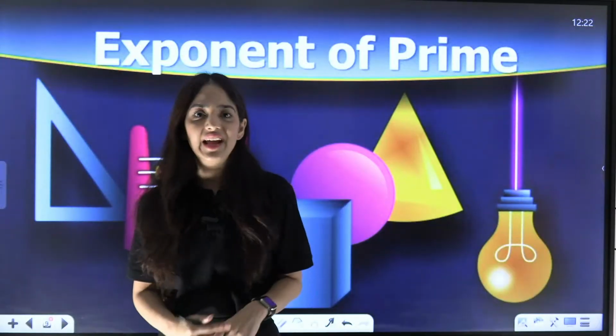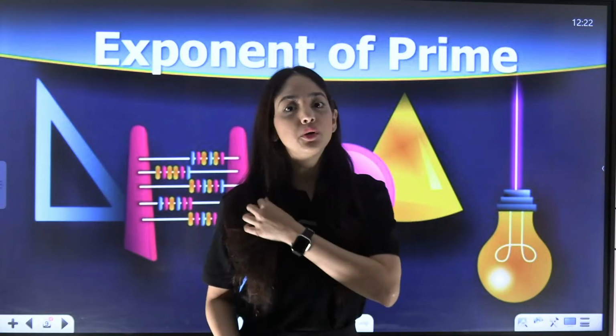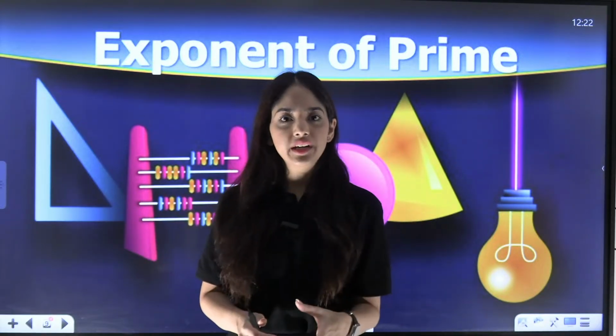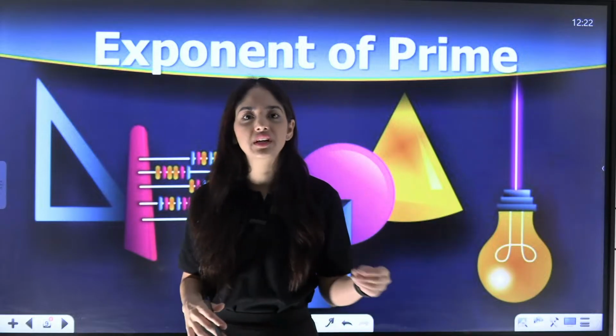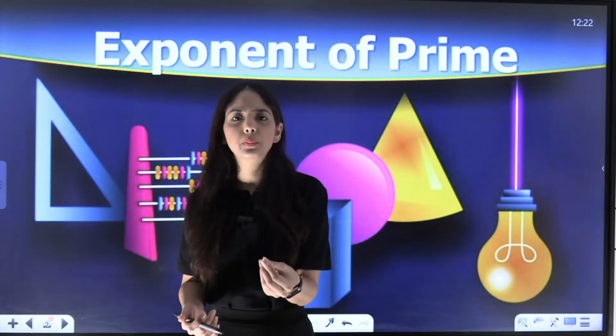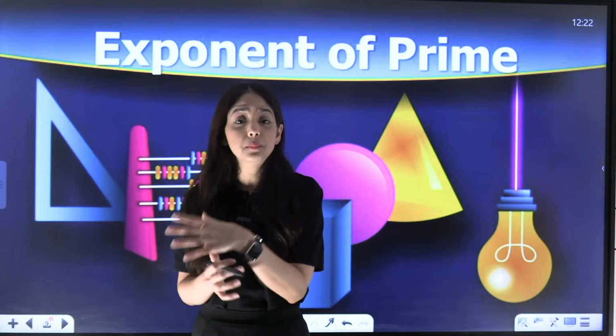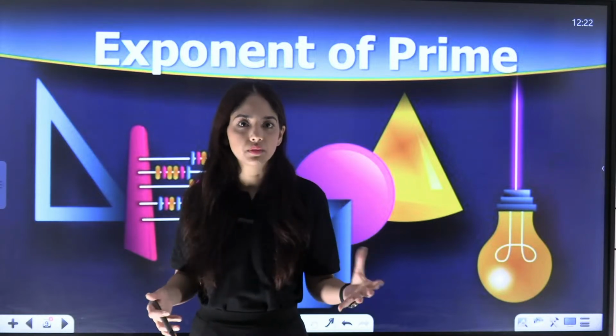Now, the next type of questions that we're going to cover today is exponent of prime. Okay, exponent of prime, that means in a large number we need to find what is going to be the power of a given prime number in the prime factorization of that big number.